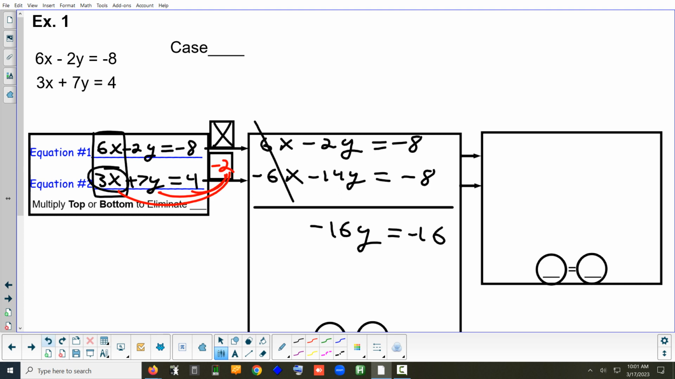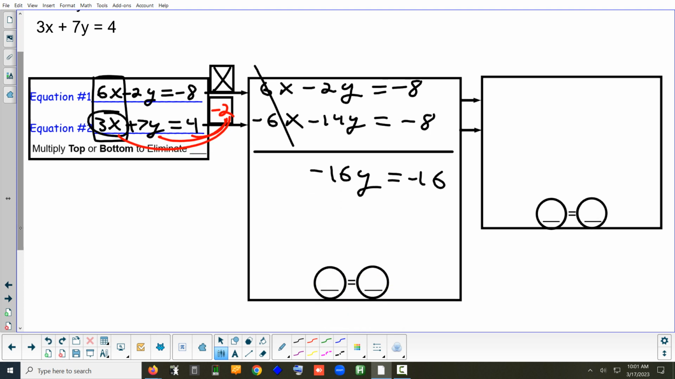Okay. And Alyssa, what do I do to finish that up and get y by itself? Divide by negative 16. And Micah, what does that give me? And what will I put inside the circle? 1. So y is 1. All right, so we got y. Caleb, what do I still need to find? You need to find x. Let's just write that down. X. And how am I going to use the 1 to find x? You're going to plug it in for one of the equations.